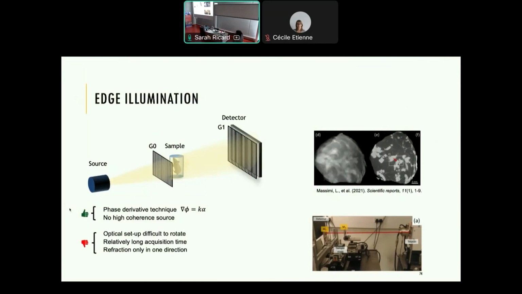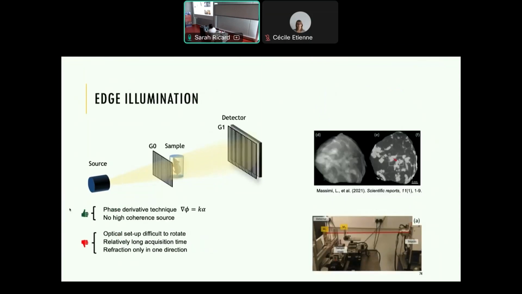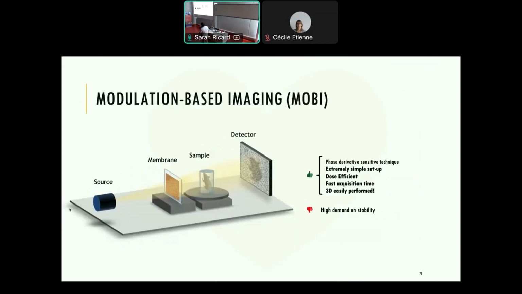But the thing is that in that case, a portion of the photons that were imaged by the sample are stopped by the grid. It is the same here. Actually, only 25% of the photons that were used to image the patient are actually collected.